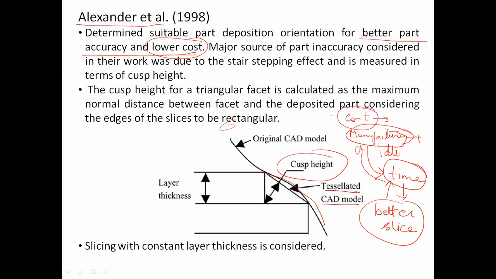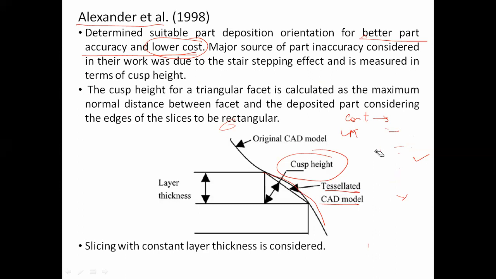So he basically worked on both aspects, slicing as well as orientation. When you have an optimal orientation and you use a better slicing methodology, either adaptive or uniform, your time will be saved. And when your time is saved, your manufacturing cost will reduce, and with manufacturing cost reduction, the overall cost will come down. So this was the basic concept he utilized in order to create the model.